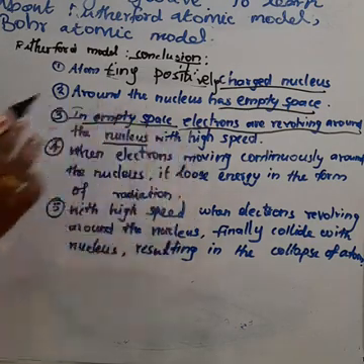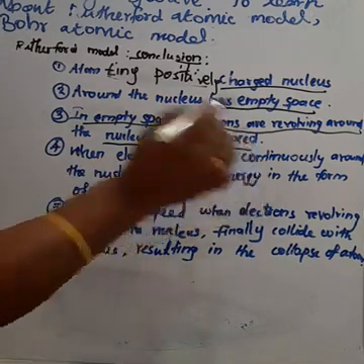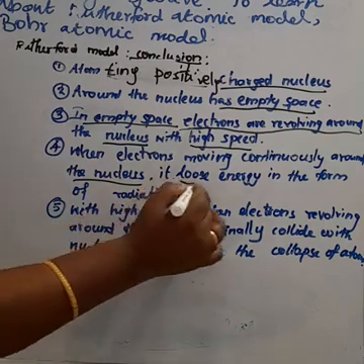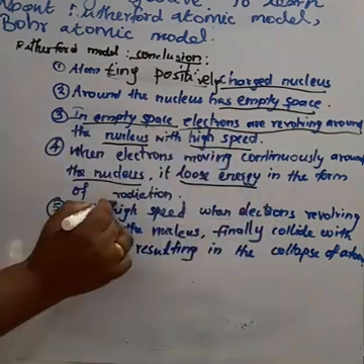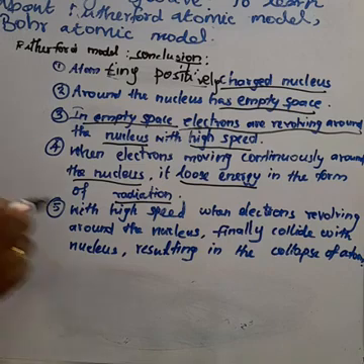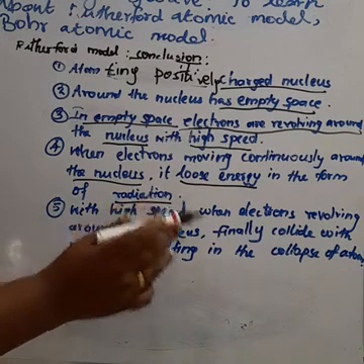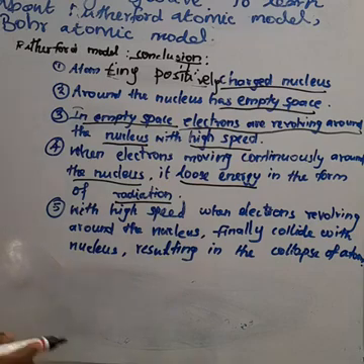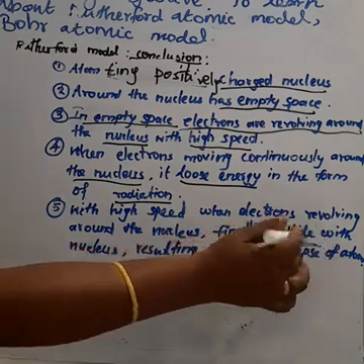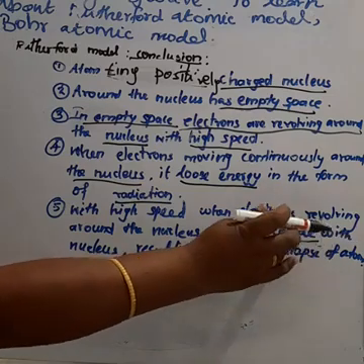When electrons move continuously around the nucleus, they lose energy in the form of radiation. With high speed, the electrons revolving around the nucleus finally collide with the nucleus, resulting in the collapse of the atom.